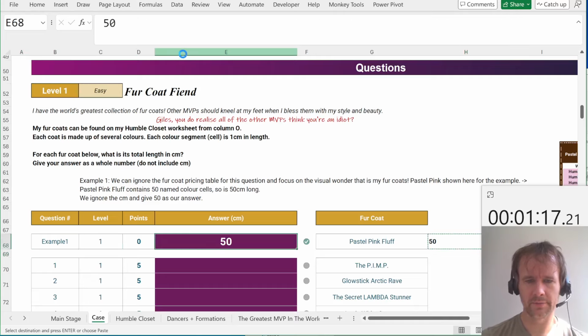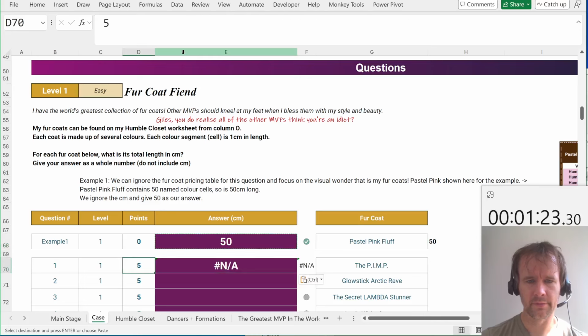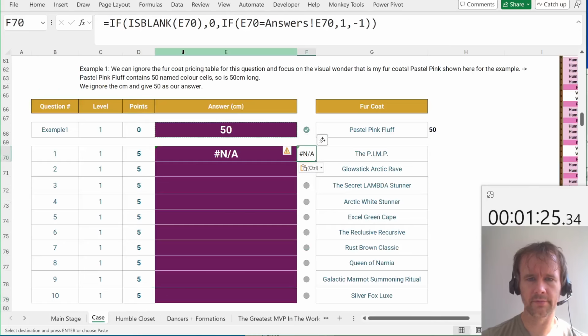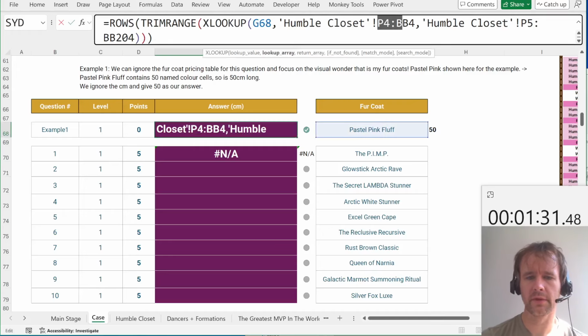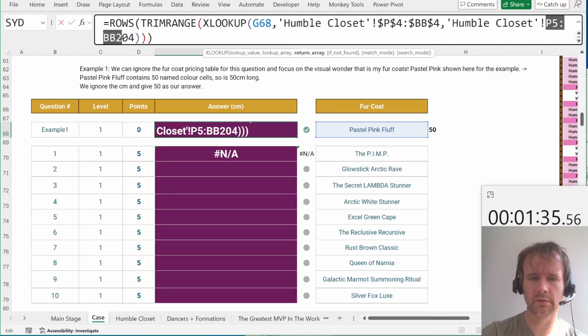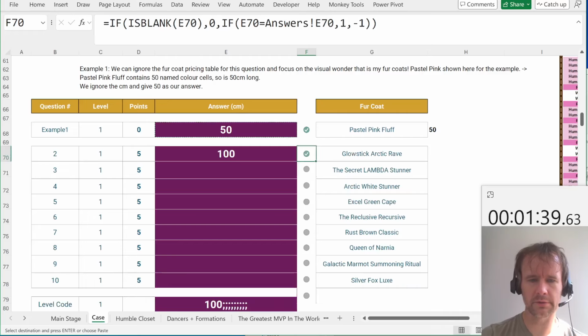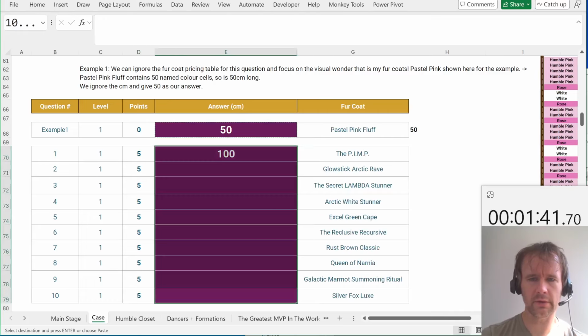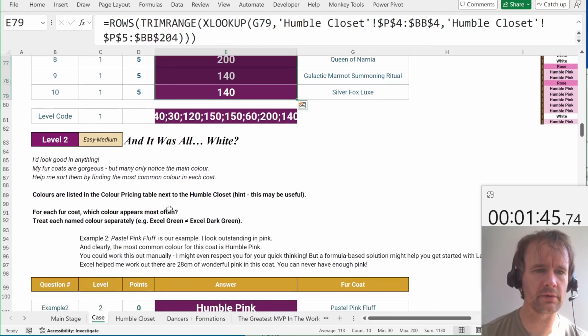All right. Oops, what? Oh, wait, no, I just didn't lock things. Okay, fine. Lock that and lock this. Sorry, I'm going to hide this because, oops, hide that, not that. Okay. Moving on. And it was all white.